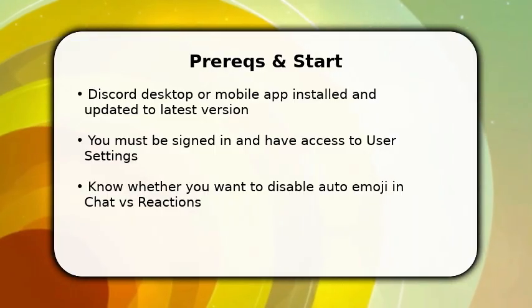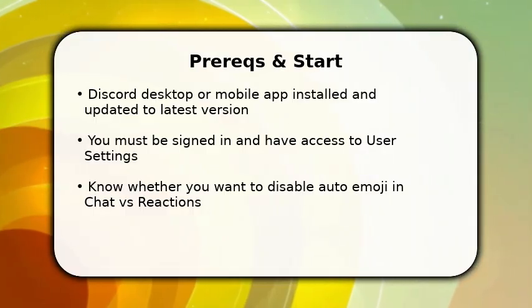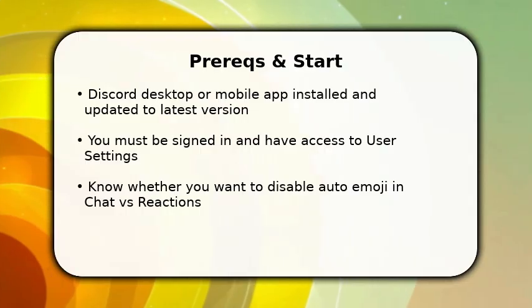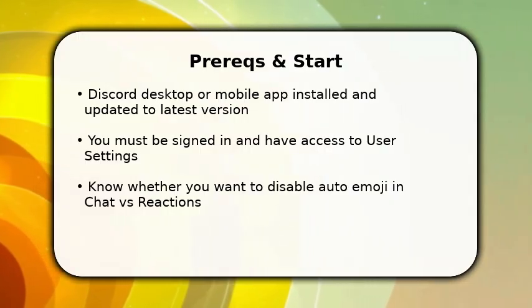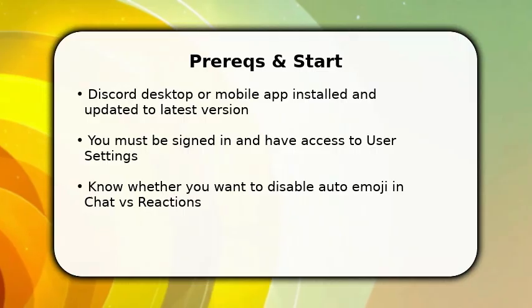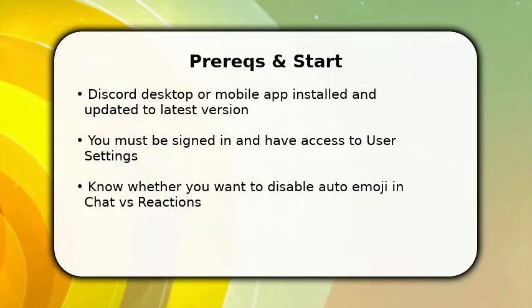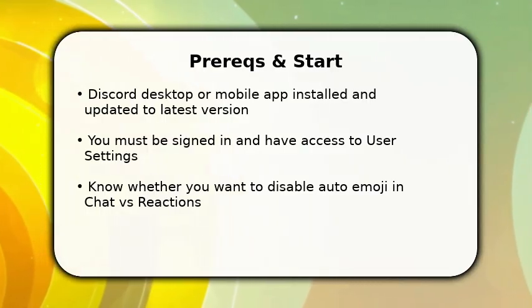You start by opening Discord and going straight to user settings. Don't stall on account details. Once in settings, choose text and images on desktop or messages on mobile. This is where auto emoji features live. You need to know whether you're changing inline emoji replacement, automatic reactions, or both.